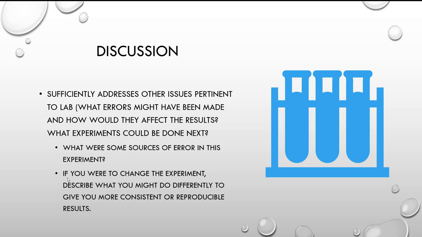And then if you were to change the experiment, describe what you might do differently to give you more consistent or reproducible results. If you looked at the averages, or the raw data itself, it was a little bit skewed, wasn't completely the same for both groups. So what could we have done to get more consistent data? Think of that when you're writing this section. All of this together composes the discussion.